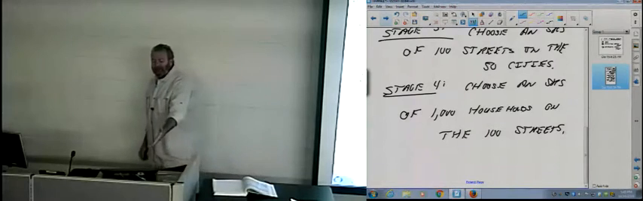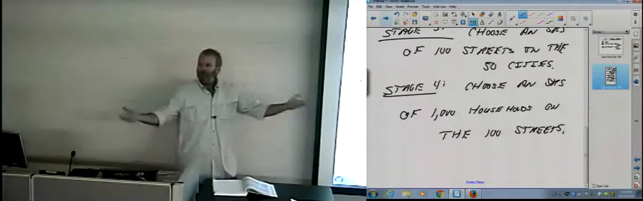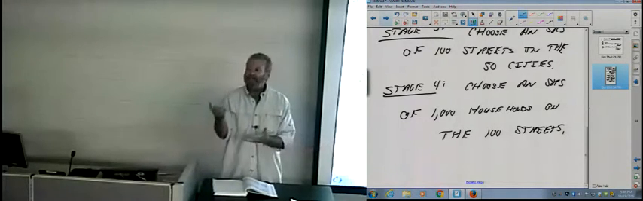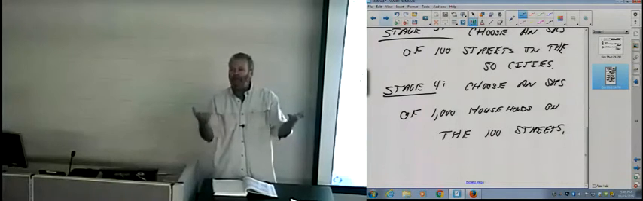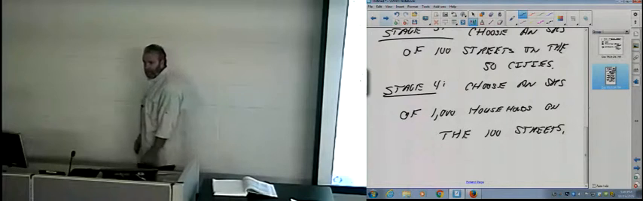Now, let me ask you this. Does this give every household a chance of being selected? Is every household on some street got some street number? Is every street in some city? Is every city in some state? Is every state in some region? And the answer, yeah. Every household has a shot at being selected here. Yep.